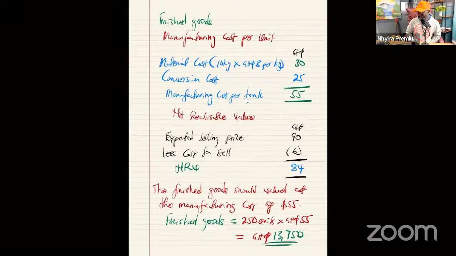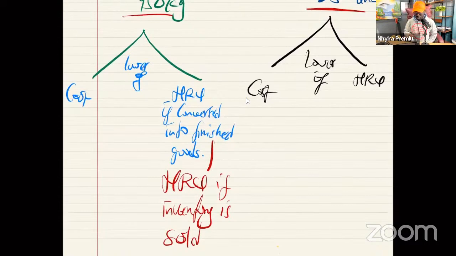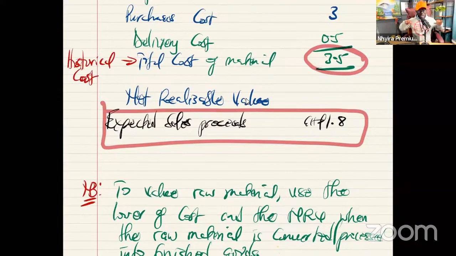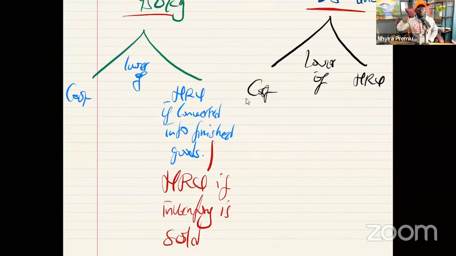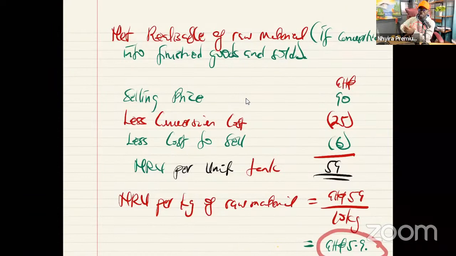She said, why not use the 1.8 by 3.5? We have established that when we have a way to convert the raw material into finished goods, we wouldn't use the net realizable value if the inventory is sold. So that is why we are going with the 3.5 and not the 1.8, which is the net realizable value if the inventory is sold right now. If we don't have information on how to calculate the net realizable value of inventory if converted into finished goods, then we would have used the net realizable value if the inventory is sold today. We are not using the 1.8 in the context of this question, because the question is put in such a way that we could calculate the net realizable value if the raw material is converted into finished goods. That is why.